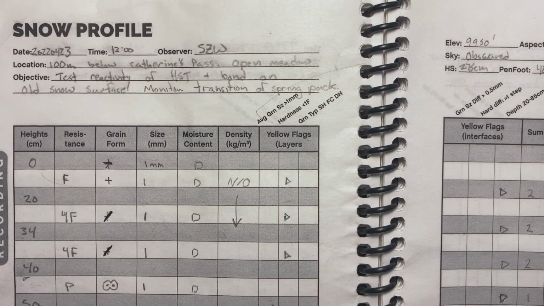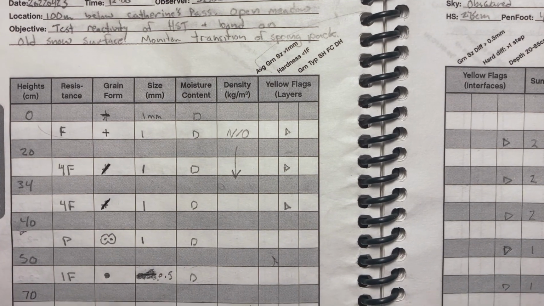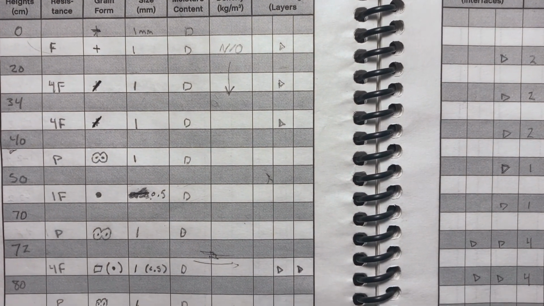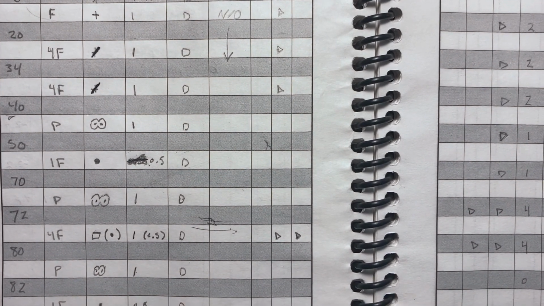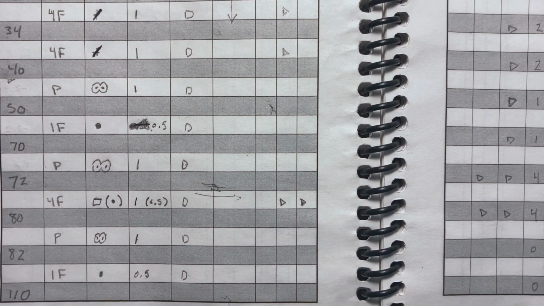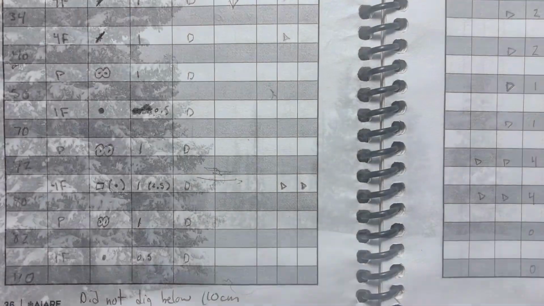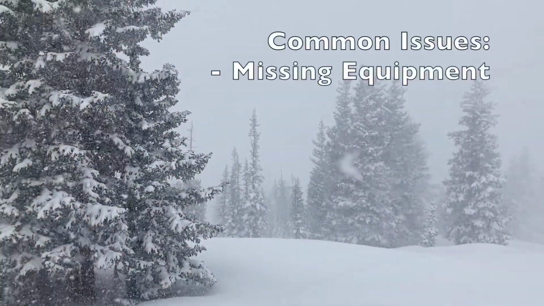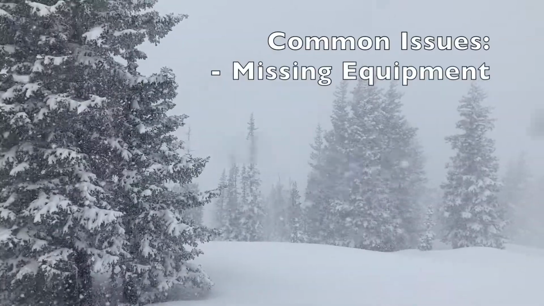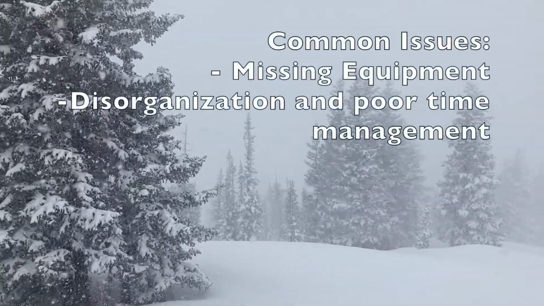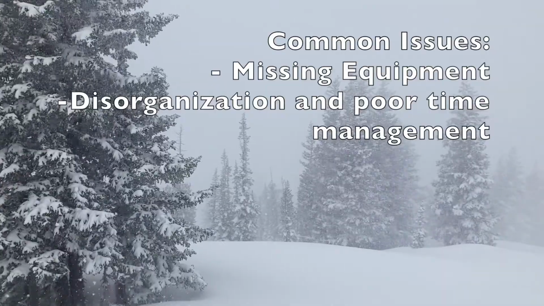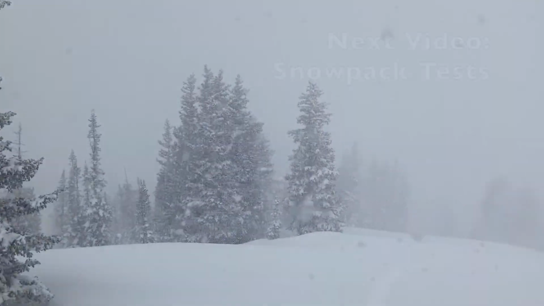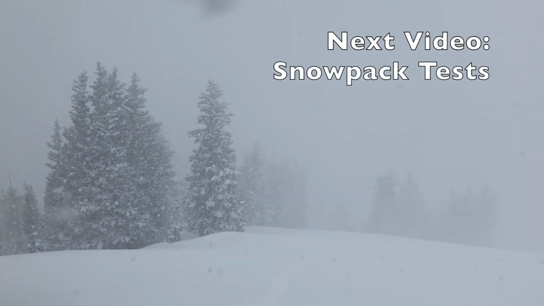We will also record the yellow flags for each layer and interface before we begin our snowpack tests. Bruce Jemison's article, Using Checklists for Assessing Manual Snow Profiles, can be found in the online learning for further reference. A few things that may trip you up are a couple common issues related to missing equipment like a loupe or crystal card, disorganization and poor time management, and incomplete documentation. Our next video will cover snowpack tests required for the Pro 1.